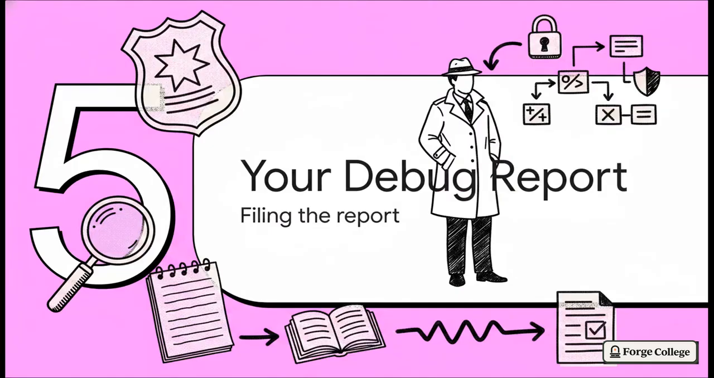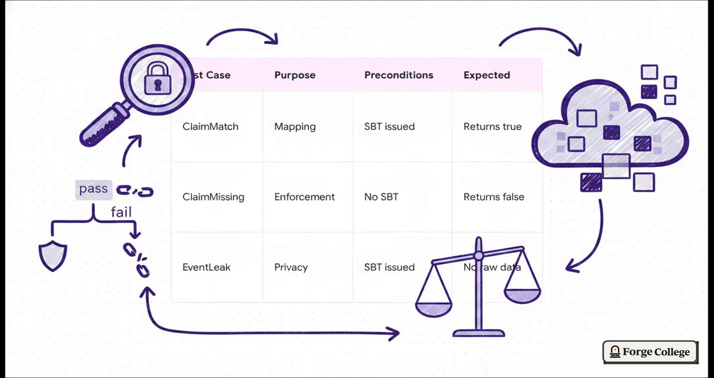Moving on to building your debug report, or as I like to call it, filing the police report. Once the interrogation of your code is over, you can't just walk away. We need to document our findings properly by translating our testing into a structured debug report artifact. You'll list the test case, its purpose, whether that's mapping, enforcement, or privacy, the preconditions, and the expected outcome.